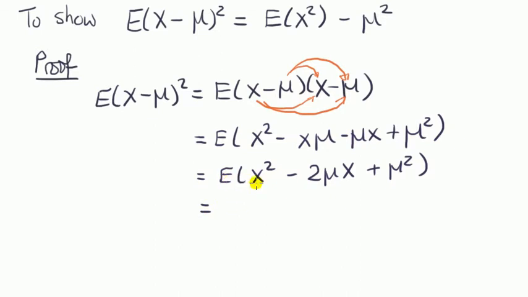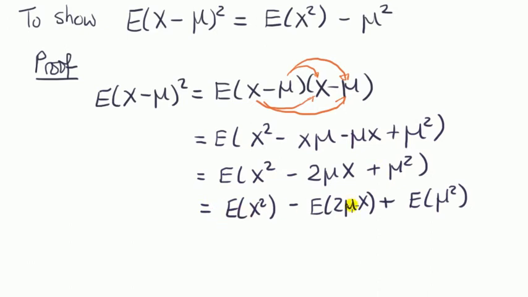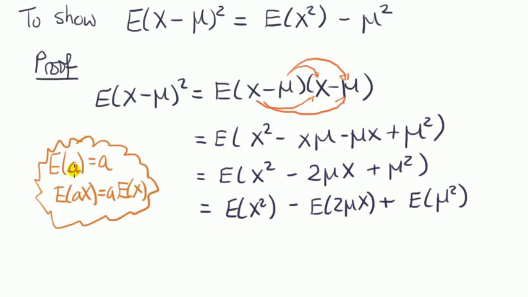Now take expectations through the bracket, like so. Before we continue, we have to recall the rules of the expectation operator. The expectation of a constant is the constant, so let a be the constant. A is a constant, x is a random variable. The expectation of a constant times a random variable is the constant times the expectation of the random variable. In other words, the constant comes out of the expectation sign.